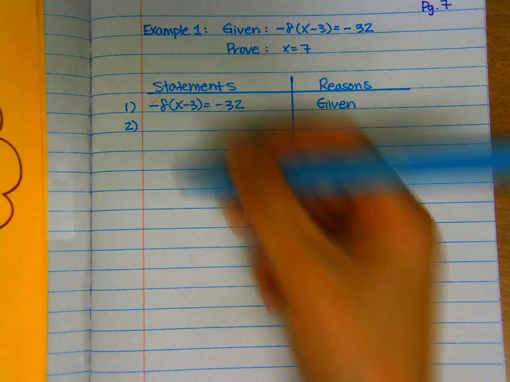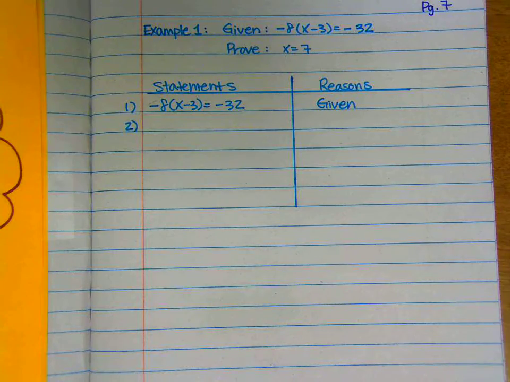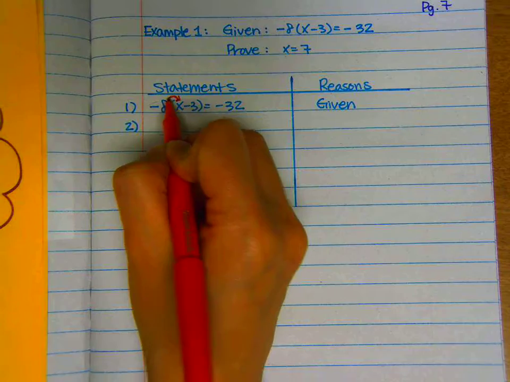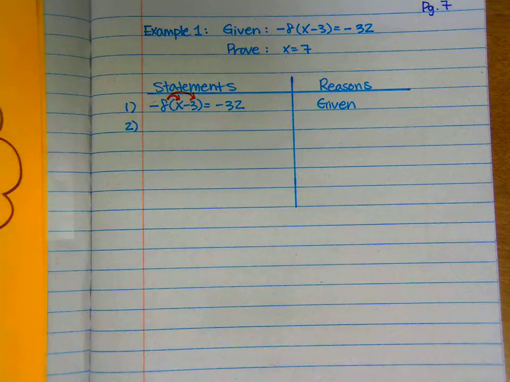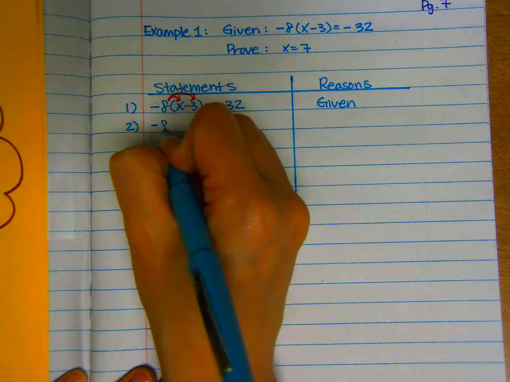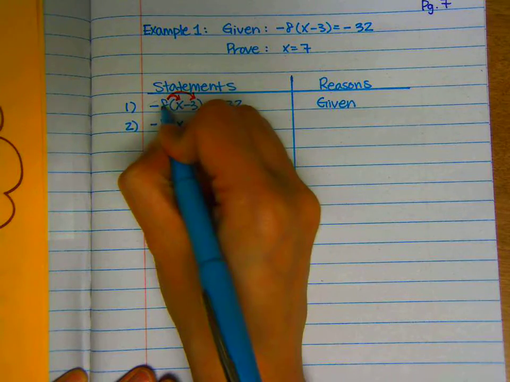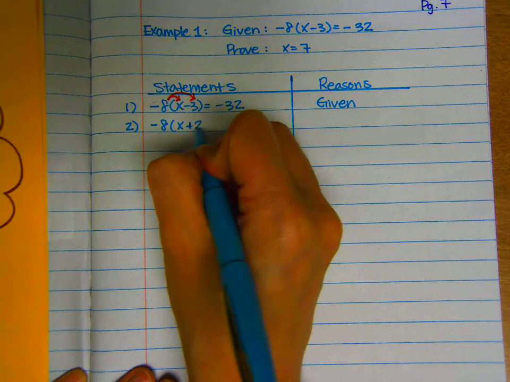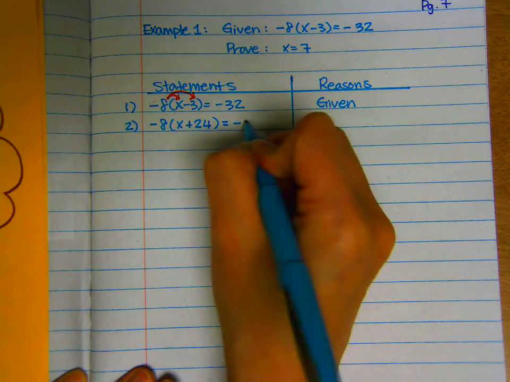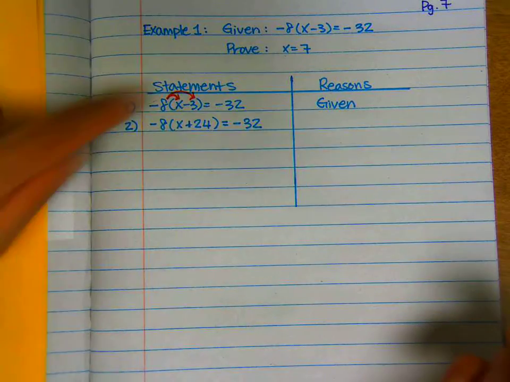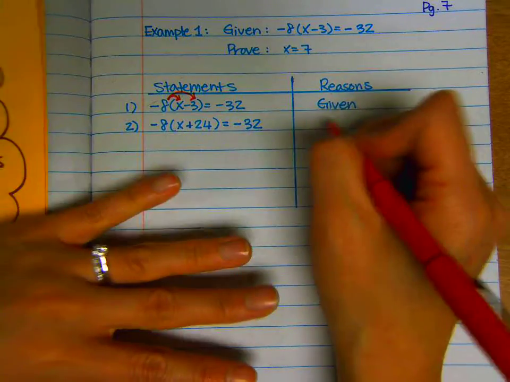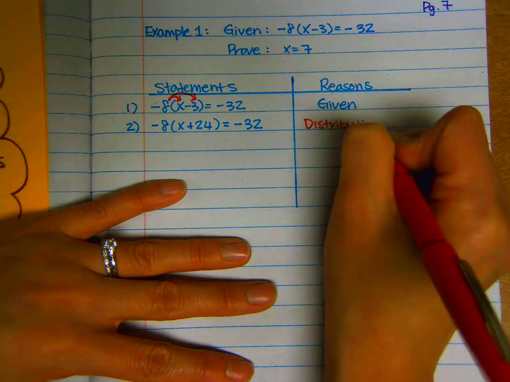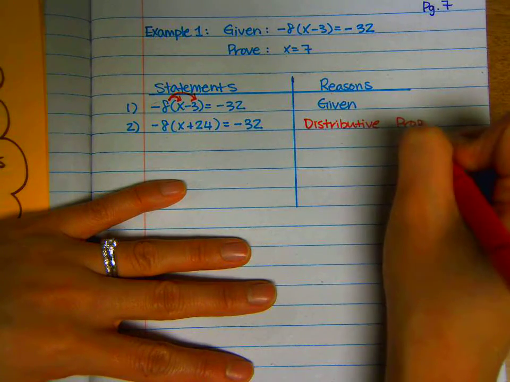Second step, we have to solve it. With the parentheses, we are going to use the distributive property. So I'm going to write down negative 8x, negative 8 times negative 3, negative changes to positive, so plus 24, that is equal to negative 32. Remember, we just distributed, so the reason is the distributive property.